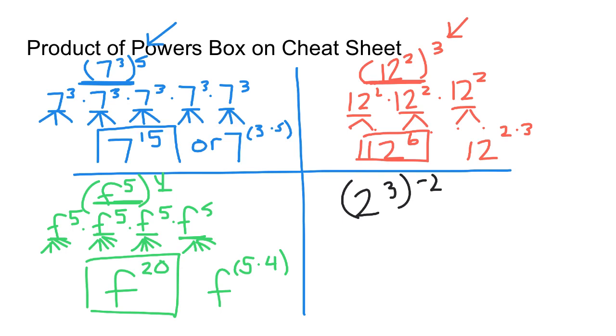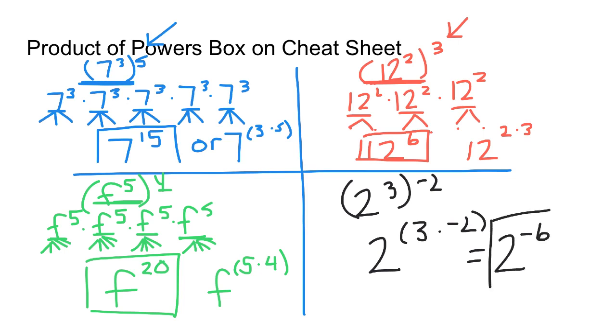All right, our shortcut says keep the base, multiply the exponents. 2 to the negative 6th power is your answer.